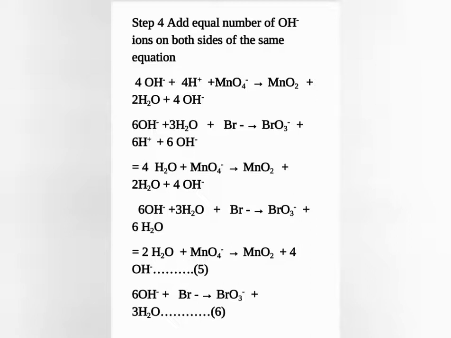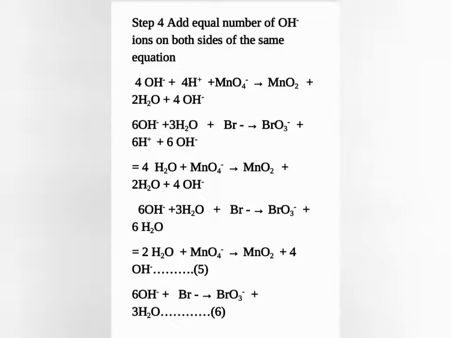And see the first equation, we have on the left hand side 4 OH minus and 4 H plus. That term can be taken as 4 H2O. In the second equation, we have 6 H plus and 6 OH minus on the right hand side. So that term can be taken as 6H2O, because one water molecule gives you 1 H plus and 1 OH minus ion. Since 4 H plus and 4 OH minus ions are given in the first equation, that can be taken as 4 water molecules. So the first equation becomes 4H2O plus MnO4 minus gives MnO2 plus 2H2O plus 4 OH minus ions.